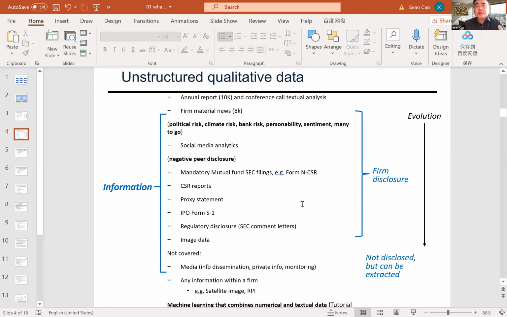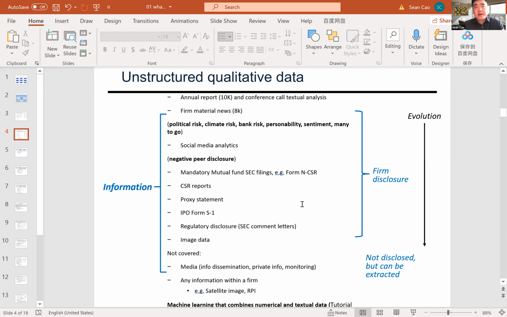But the material news is what? When the firm has news, they have to tell investors within 4 days. Okay, 4 days. So let's say I want to change the CEO. Within 4 days, the company has to file the news to make the investor aware of the event. Between the event day and the filing day, it's a 4 days requirement. That's very timely information.